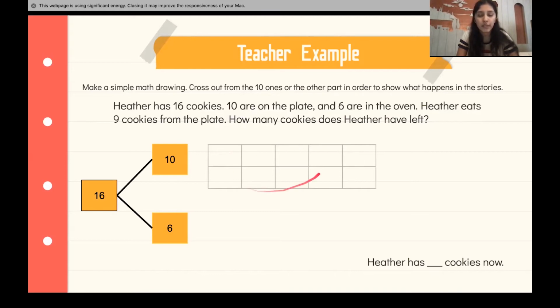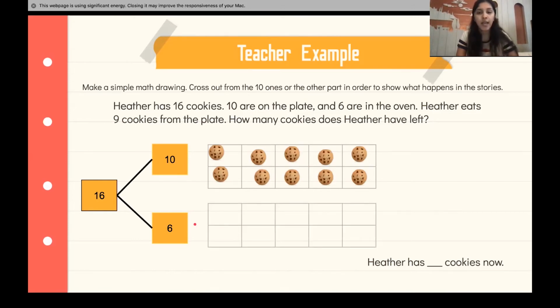So I'm going to go ahead and use the tens frame. And I'm going to show the 10 cookies that are on the plate. So 1, 2, 3, 4, 5, 6, 7, 8, 9, 10. So there are the 10 cookies that are on the plate. So now I'm going to go ahead and do a tens frame again. And this time I'm going to show the 6 cookies that are in the oven. Okay.